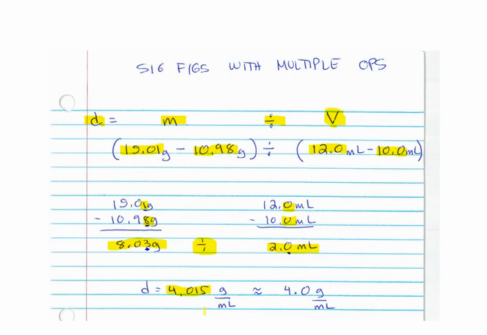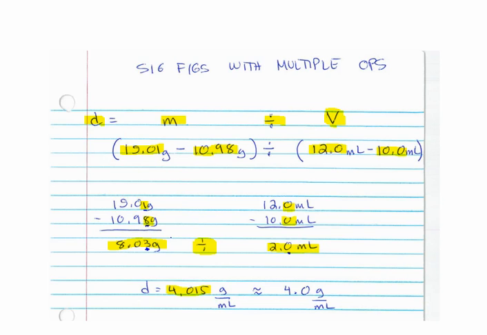Now I'm going to apply my rules for dividing sig figs. And the rule is the answer has as many sig figs as the value with the least number of sig figs. My volume has 2 significant figures, and my mass has 3 significant figures. Therefore, my final answer must have 2 sig figs.